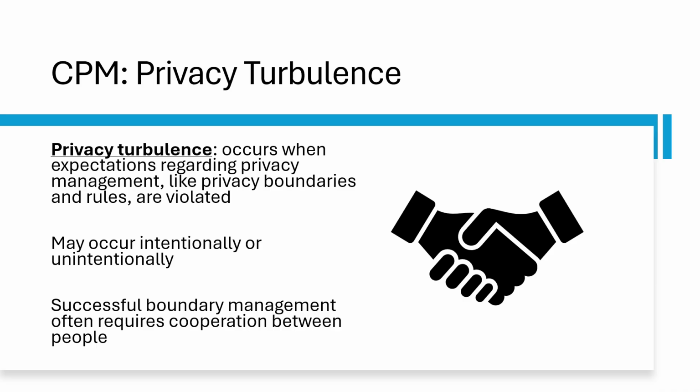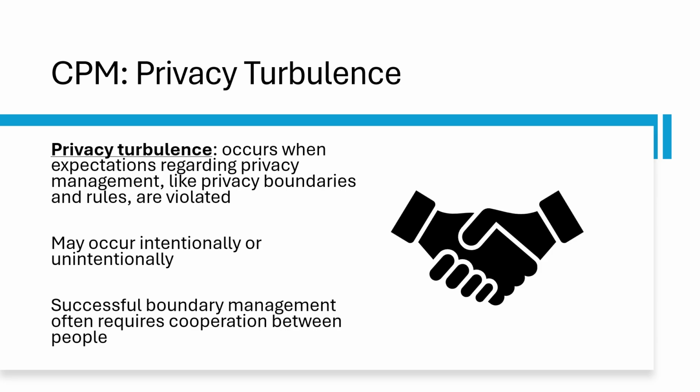But your boundary structures, when you experience privacy turbulence, may need to be strengthened or they may need to be renegotiated in some way. And again, as I mentioned before, successful boundary management often requires cooperation between people. And I think this basically just boils down to the fact that co-owners of information have to agree that the information is private and should not be shared.